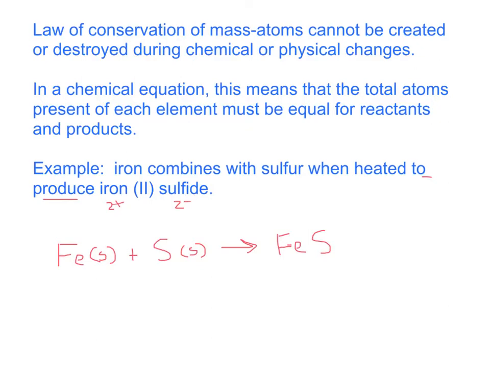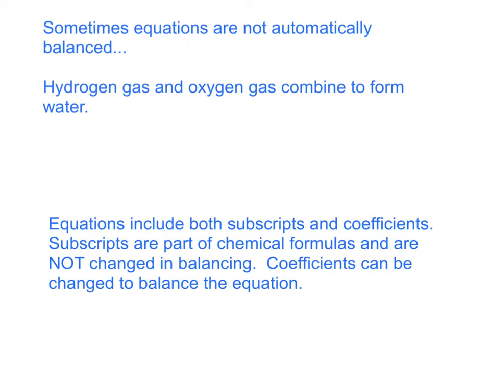All right, next practice. Sometimes, as we said before, equations are not automatically balanced. So, for example, hydrogen gas and oxygen gas combine to form water. First of all, we have to know hydrogen is a special type of element. It is diatomic, so it is H2. And then there is oxygen, which is also diatomic. So that's O2, and it's, of course, a gas, so we put a little g. And it combines to form water, and water is usually liquid, but it could be gaseous if it was combined with a lot of heat.